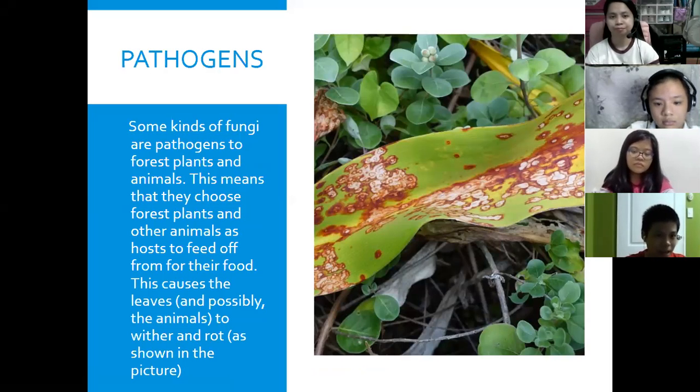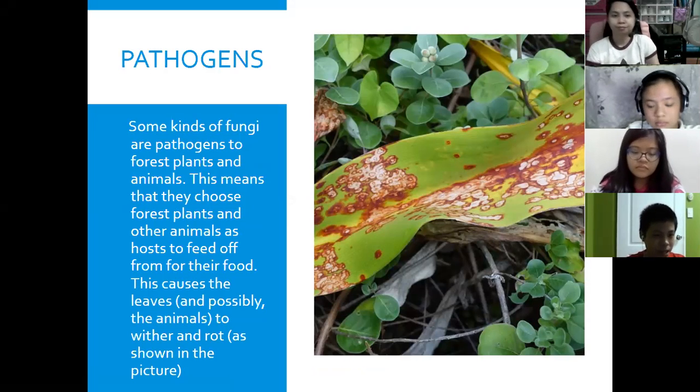Pathogens. Some kinds of fungi are pathogens to forest plants and animals. This means that they choose forest plants and other animals as hosts to feed off of for their food. This causes the leaves and possibly the animals to wither and rot as shown in the picture.